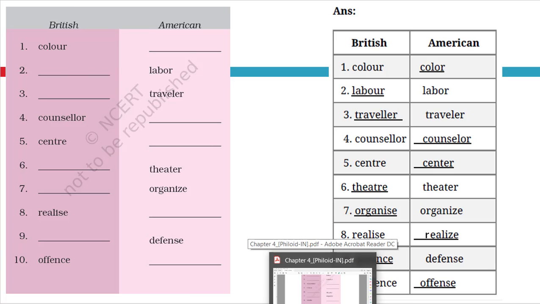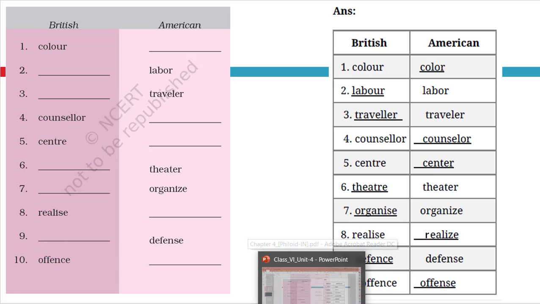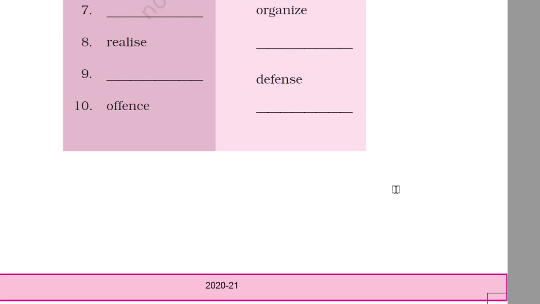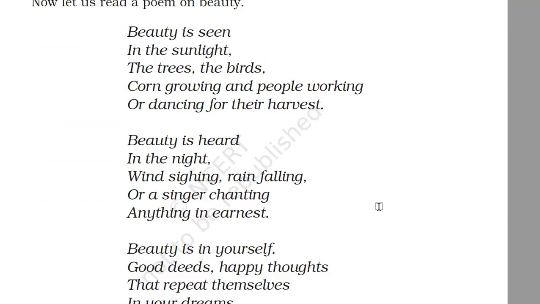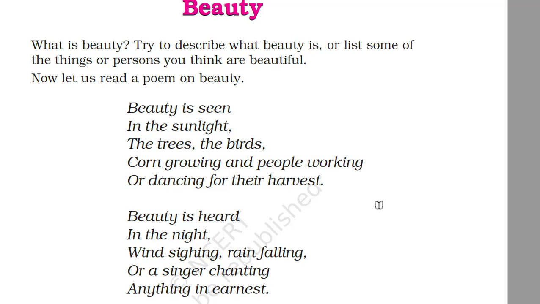Okay, try to identify other words also if you can. Okay, let's see further. That is our one poem, that is Beauty. What is beauty? You have a beautiful face, right? So we are not talking about that beauty.